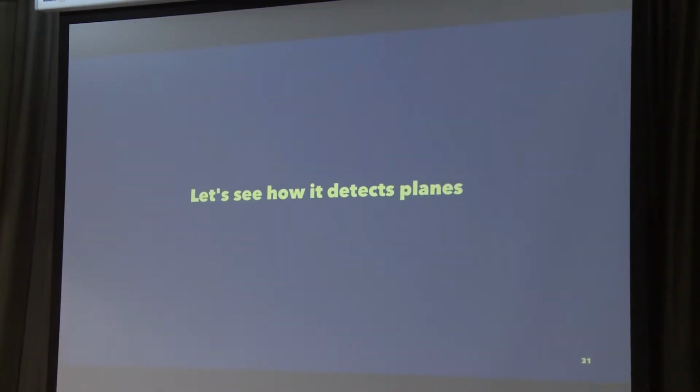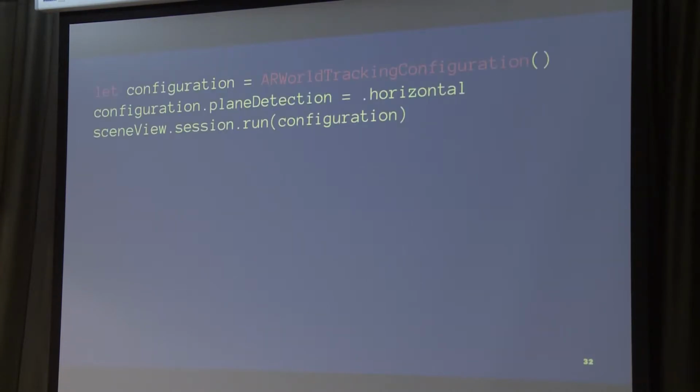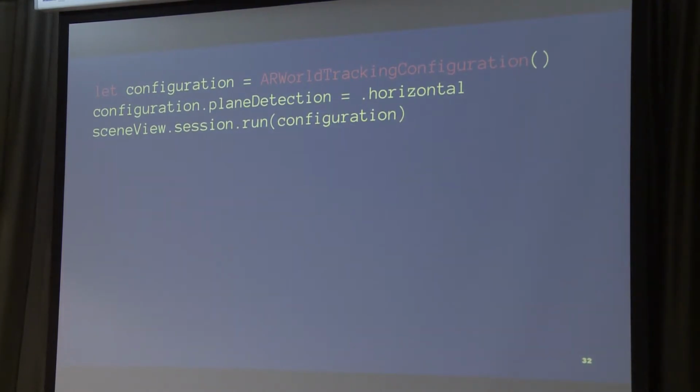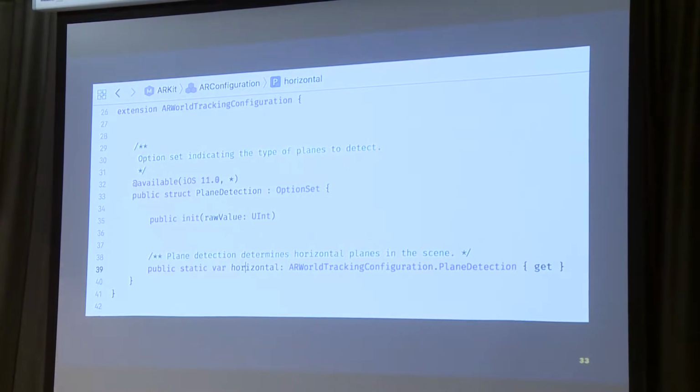Let's see how it detects the planes, because we can do that too. We got plane detection, as we said. In the configuration, we tell it to detect horizontal planes. And horizontal planes are the only ones that can be detected right now. But that's an option set, so I'm very hopeful that at some point we're going to get more options there, not only the horizontal ones.